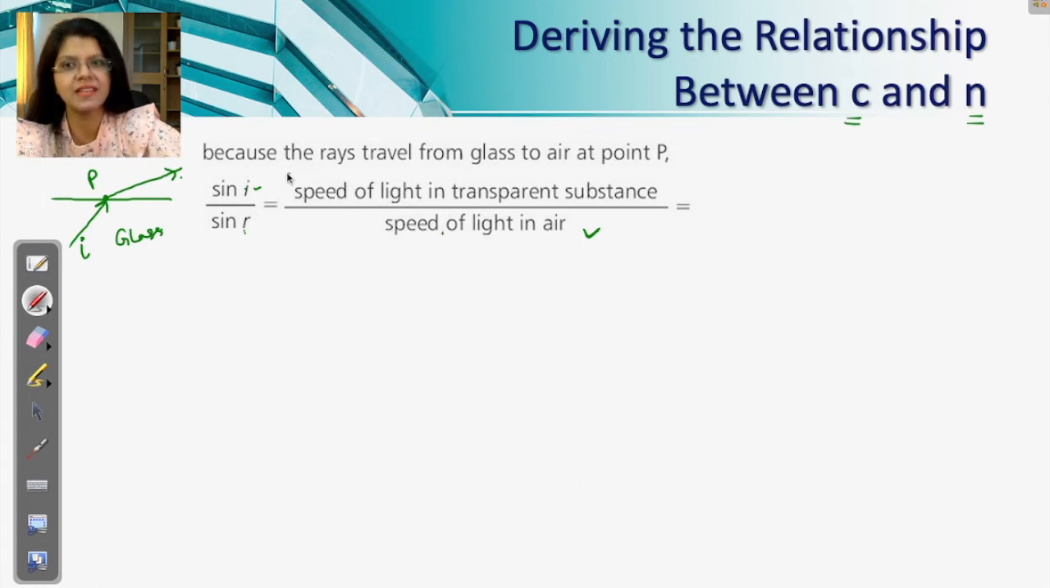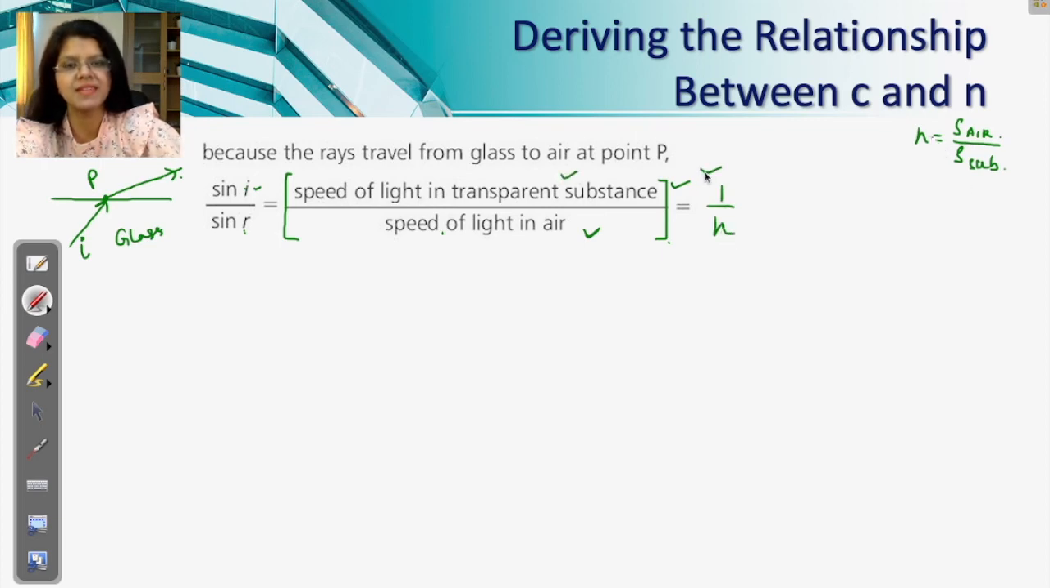And if you look at this equation, how do you define N? N is, let me make some space here. What is the formula for N? Say that you have to find the refractive index of any substance. So speed in air over the speed in the substance, right? So what should this ratio be equal to here? 1 over N.